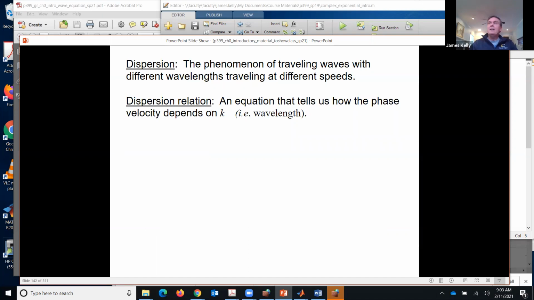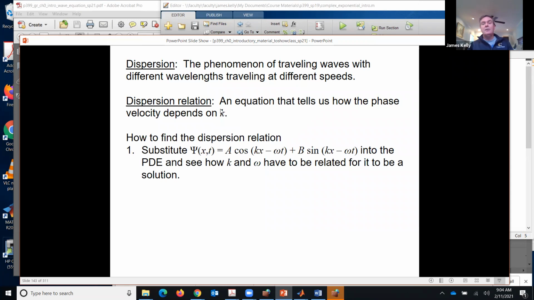Okay, now, just because one wave travels to the right at one speed doesn't mean that all waves of different wavelengths travel at the same speed. And I think where we left off last time was saying the word to describe different wavelengths traveling at different speeds, having different phase speeds, is dispersion. And a dispersion relation is an equation that's going to tell us how the phase speed depends on wavelength. And usually for convenience, instead of specifying wavelength, since k is 2 pi over lambda, we usually write it as a function of k rather than lambda.